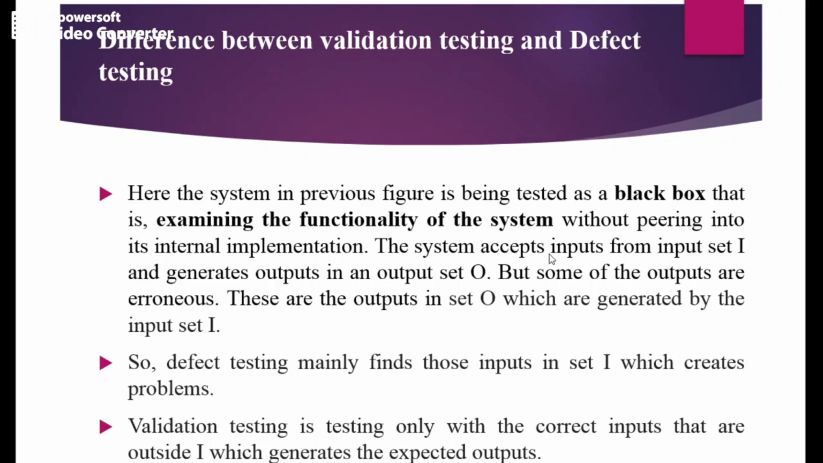The system accepts inputs from input set I and generates outputs in an output set O. That is your same validation testing. But some of the outputs are erroneous. These are the outputs in set O which are generated by the input set I. Okay, it should be I. So defect testing mainly finds those inputs in set I which create problems.